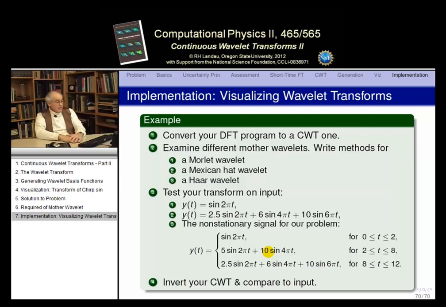So, that's it for today. Next time we'll talk about digitizing this, making this more discrete, but we've covered the basis of wavelets. You should understand that all now.